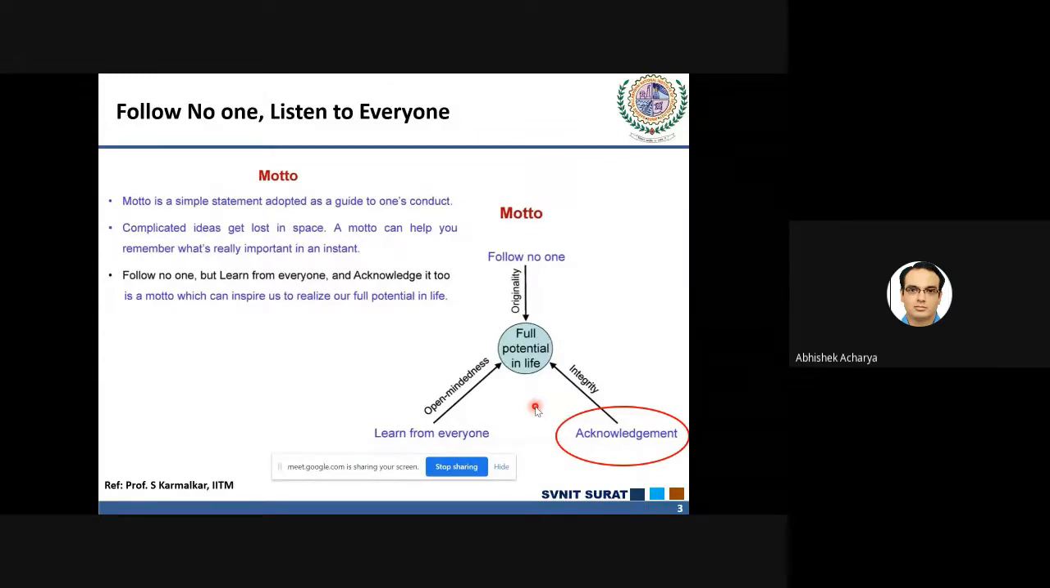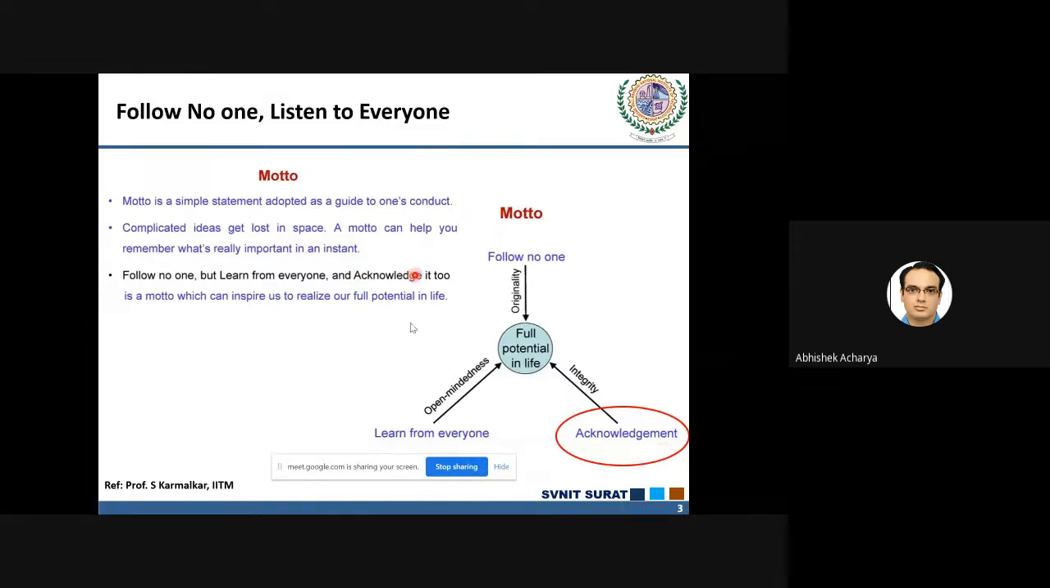And the last point here I'm also mentioning: acknowledge it too. This was recently added by Professor S. Karmalkar in his recent talk: follow no one, learn from everyone, but acknowledge it too. The last phrase, acknowledge it too, was added by Professor S. Karmalkar of IIT Madras, and I have taken the slide from his presentation only. So what I mean to say is that follow no one, listen to everyone, and acknowledge it too is basically a motto. This whole concept was presented in context to design.